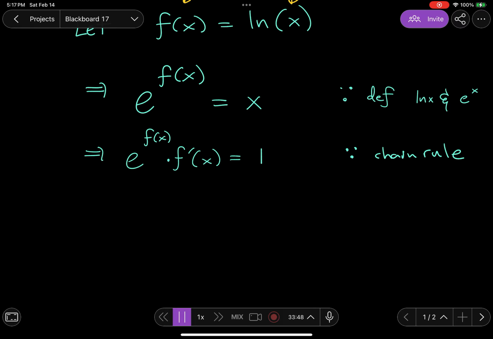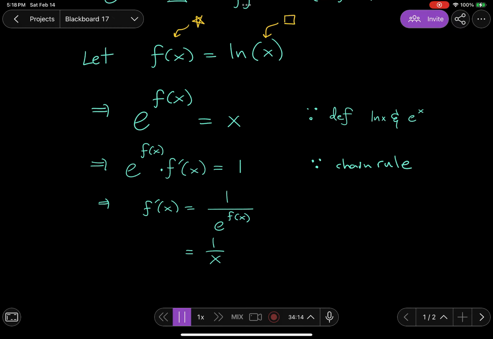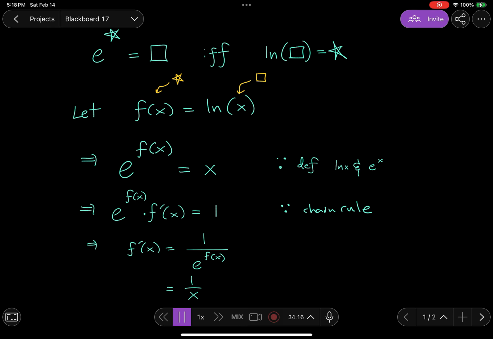And I want to get f prime of x by itself. So how I'm going to do that is divide both sides. F prime of x is equal to 1 divided by e to the f of x. That's just because of division. And then I simply ask myself, wait a second, wasn't there another name for e to the f of x? Sure was, and we're already there. So that's a quick justification for why the derivative of the natural log of x is 1 over x. That's something we need to know.